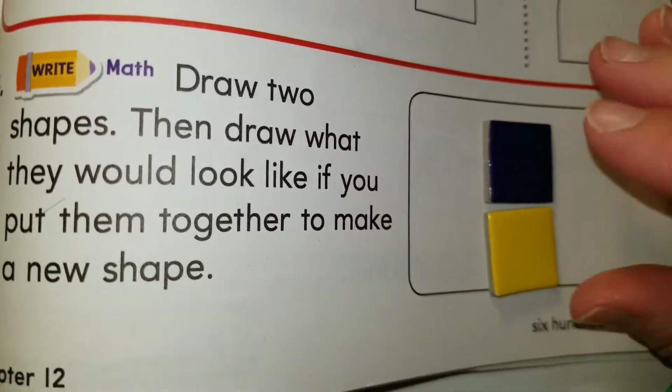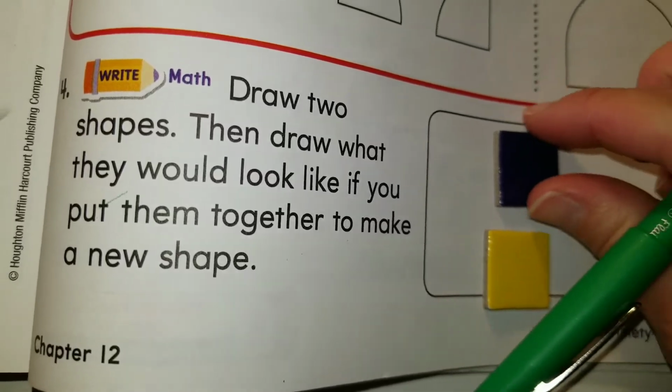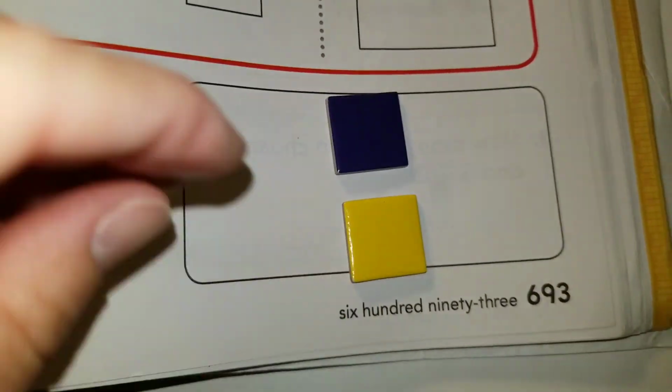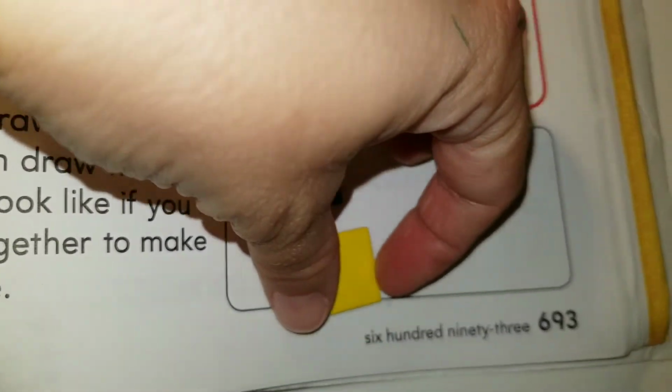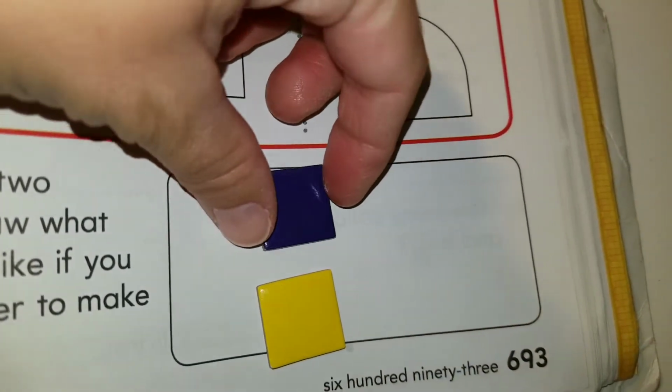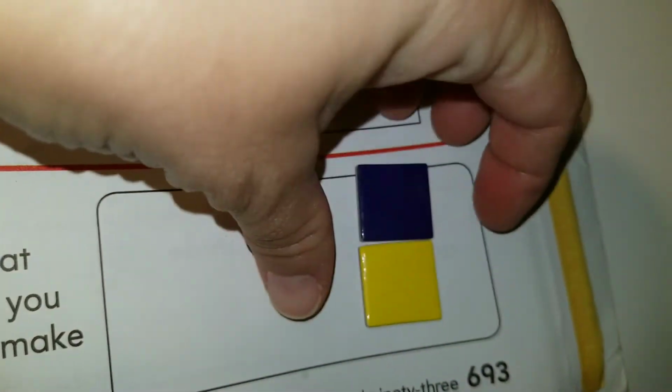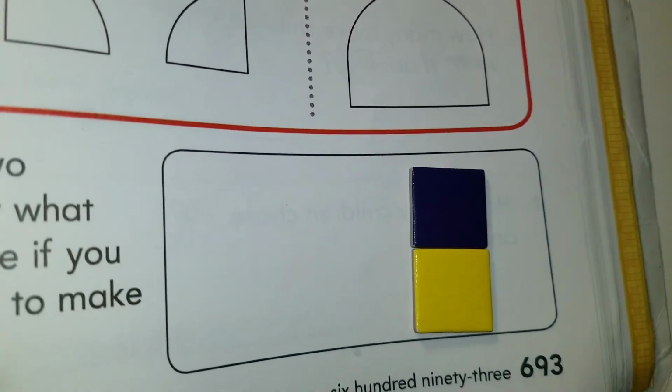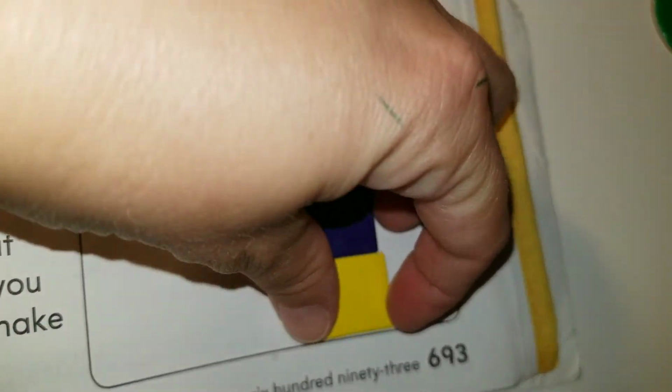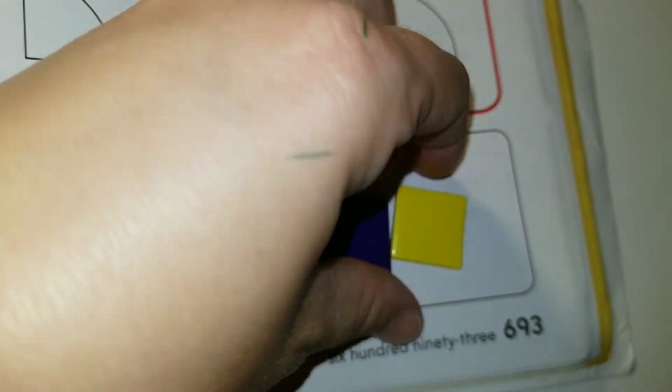Alright, so we have 2 squares. Can you see the squares? We have 2 squares, right? This one is pretty easy and simple. You have 2 squares. So if you put them together, what shape do you get? You get a rectangle, right? You get a rectangle out of 2 squares.